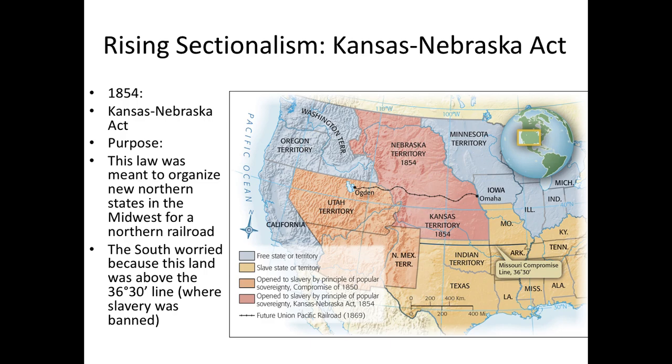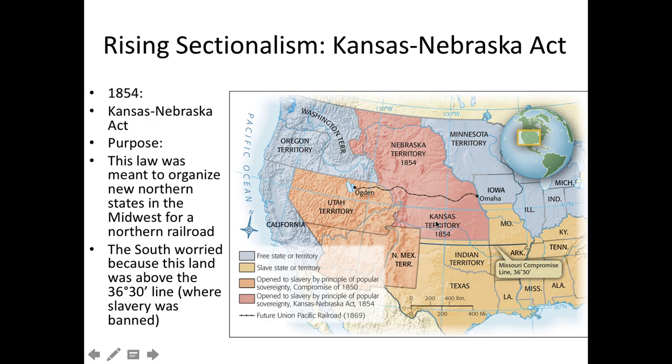Now, remember, Henry Clay has just died, and he's not really there to defend the Missouri Compromise anymore, and the Missouri Compromise is about to go out the window. And remember that the purpose of this was to organize this territory that's shown here so that the likelihood of building a northern transcontinental railroad would rise.